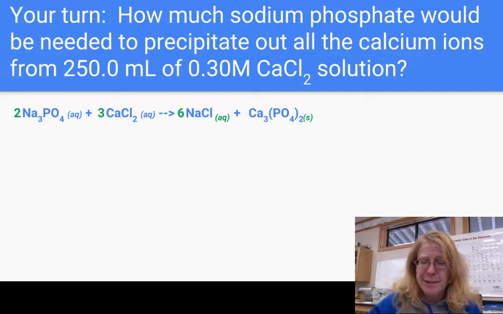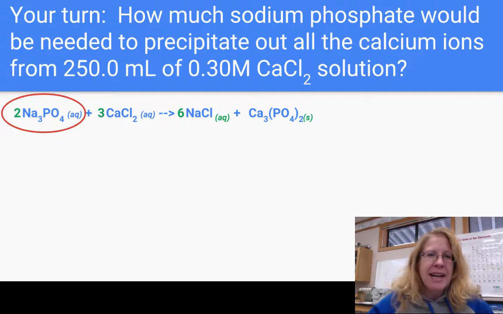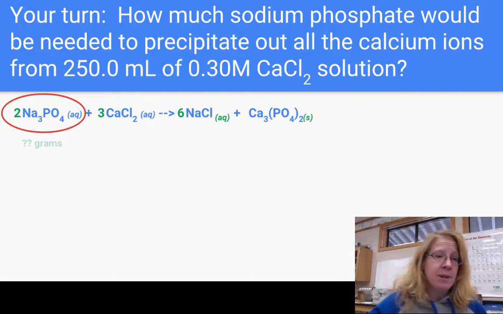I'm going to move on, so you should pause and do it. Did you pause? Okay. So here's the two things I'm concerned about. Again, I'm applying my kind of problem solving. It asked me about how much sodium phosphate, so I'm going to circle that one and do the question mark grams. How much of this do I need?